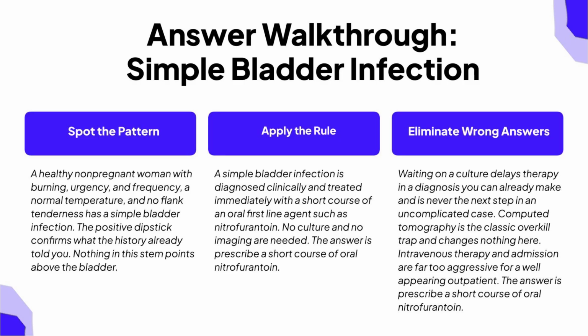Step 3. Eliminate the wrong answers. Choice A, getting a culture and waiting, delays therapy for a diagnosis you can already make. Choice C, CT of the abdomen and pelvis, is the classic overkill trap and would change nothing. Choice D, admitting for intravenous ceftriaxone, is far too aggressive for a well-appearing outpatient. The correct answer is B, a short course of oral nitrofurantoin.